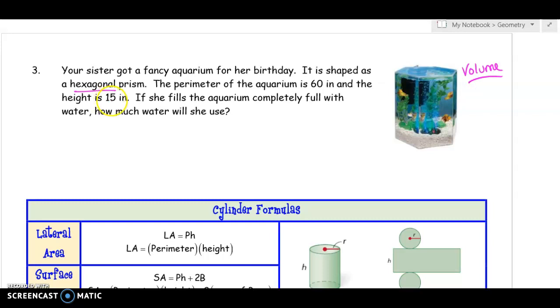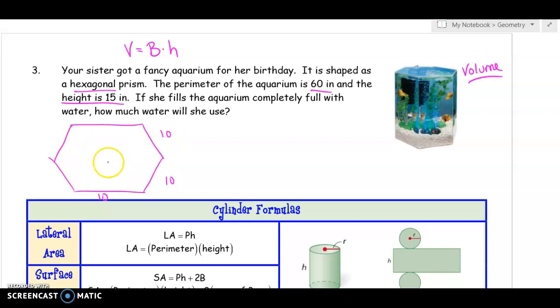We know what the height of this prism is. It's 15. We need to find the volume of this thing. The volume of this prism is the area of the base times the height of the prism. Height we've got. Area we don't know. All right, it is a hexagon, and it's a regular hexagon. The perimeter is 60. So 60 divided by 6 equal sides means that each side is going to be 10. All right, 10, 10, 10, 10 makes 60.